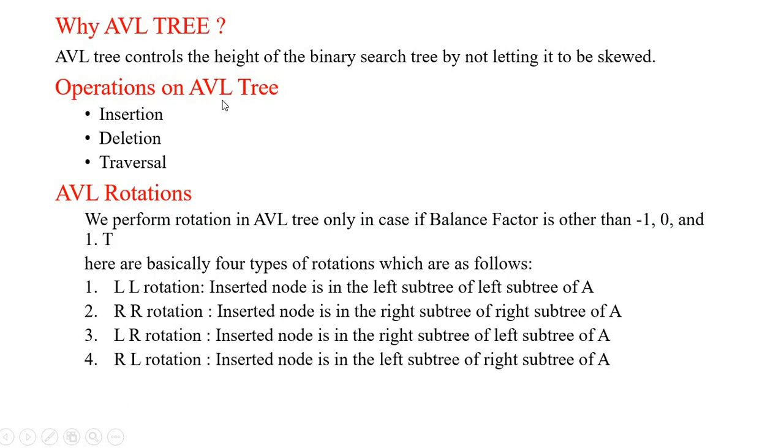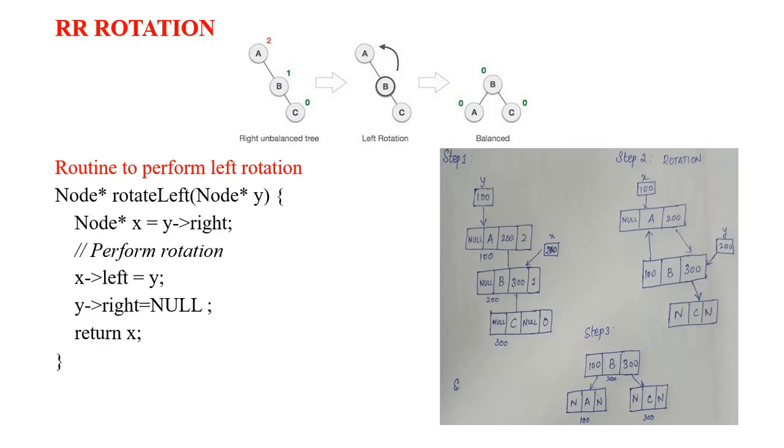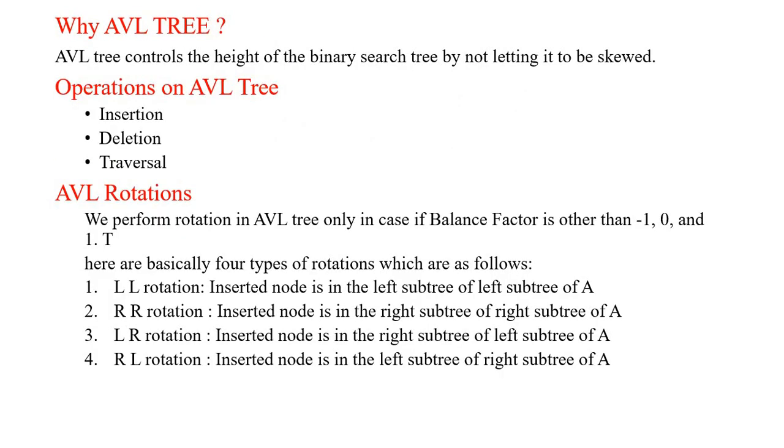So why do we use the AVL tree? The AVL tree controls the height of the binary search tree by not letting it become skewed. Imagine, what is the time complexity of the binary search tree? Obviously, order of log n in the average case. But in the worst case, it is order of n. If it is completely skewed, I hope we know all the elements are arranged on one side. We insert all the elements at the left side, so all the elements face towards one side. We call it skewed. In this situation it becomes the worst case. So insertion, deletion, traversal, everything happens in order of n time.